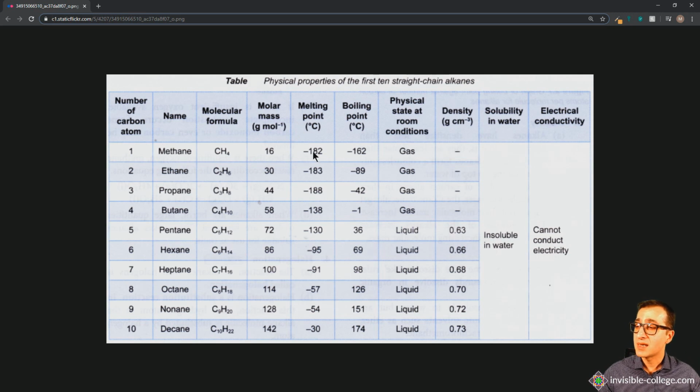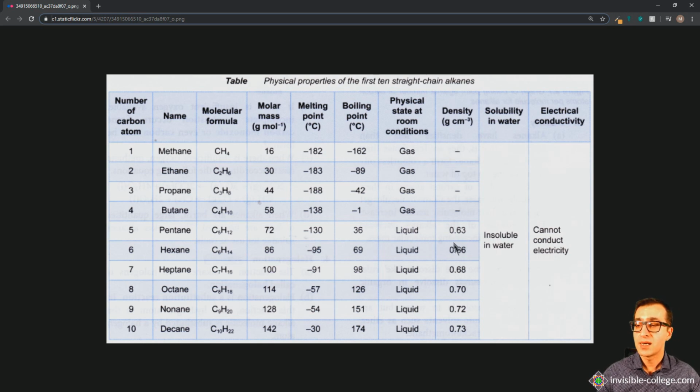You can see here that methane has a very low melting point and also a low boiling point, so it's a gas under standard or room temperature conditions. But as we go down this list of alkanes and the molecules get larger and larger, we see that the melting points increase and also the boiling points increase, so that by the time we get to pentane, pentane is a liquid at room temperature. And we see that as we then go from pentane to larger and larger alkane molecules, the density of those liquids increases.